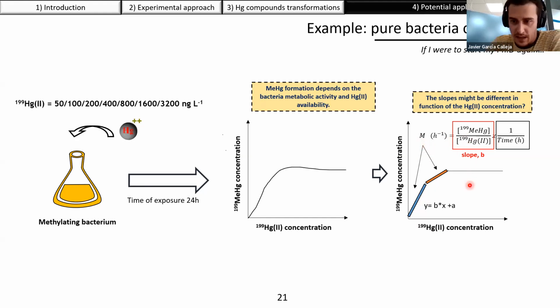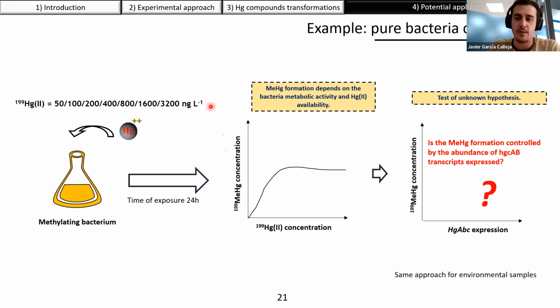methylation yields. Here we can see a line where the y-axis is the methyl mercury, the b would be the slope, and the x would be the inorganic mercury concentration. The a would be 0 in this case, because if we don't have inorganic mercury, we shouldn't have methyl mercury formation. So in this case, the methylation yield would have this form of equation, and this could be the slope. And after, depending on the incubation time, you can even multiply this value by the time that you expose your inorganic mercury.